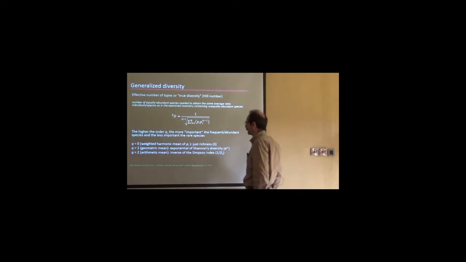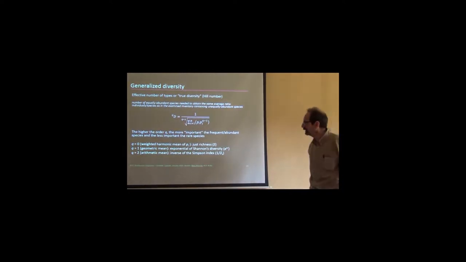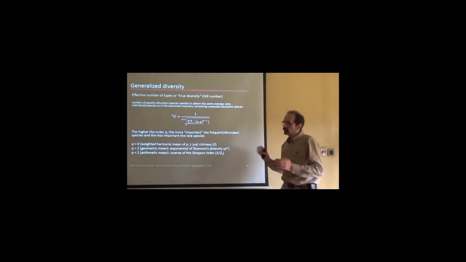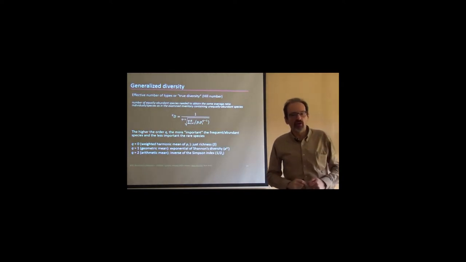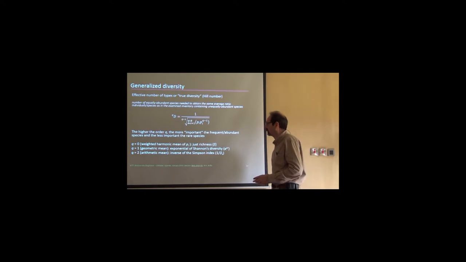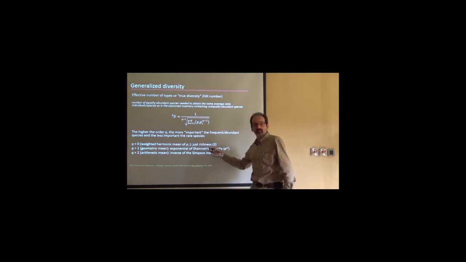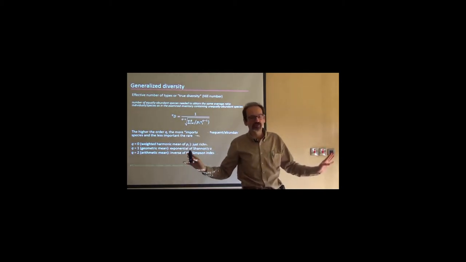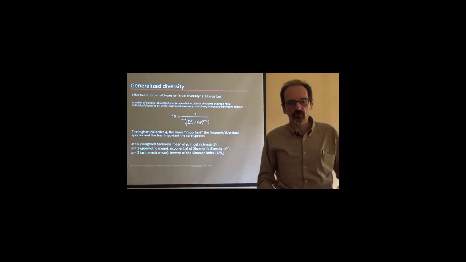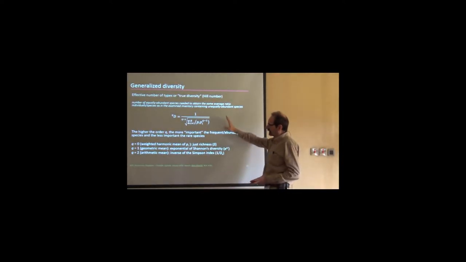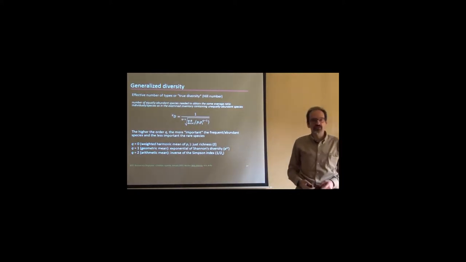here, this coefficient q. If this coefficient is 0, then what we are looking at is the weighted harmonic mean of all the individual components. And this is exactly richness. If this is 0, then this boils down to the number of species, that's it. But if q is 1, then we are looking at the geometric mean of the species abundances. And that equals the exponent of Shannon's diversity.